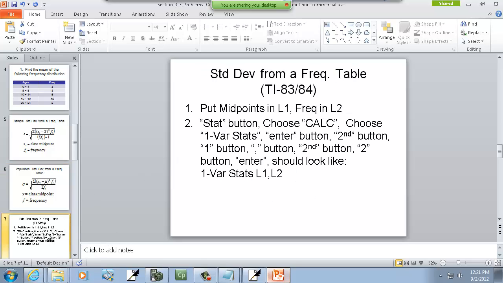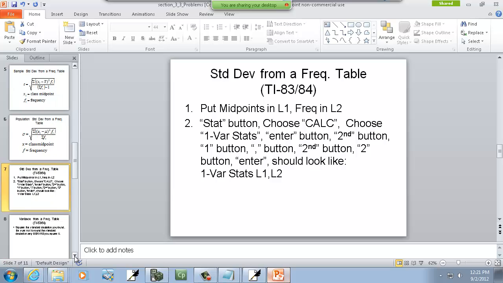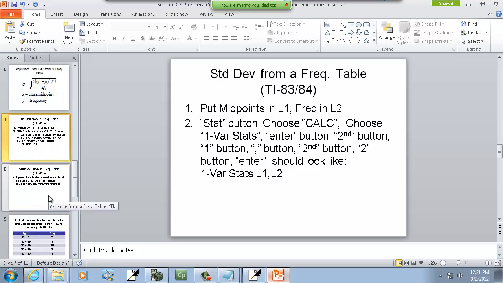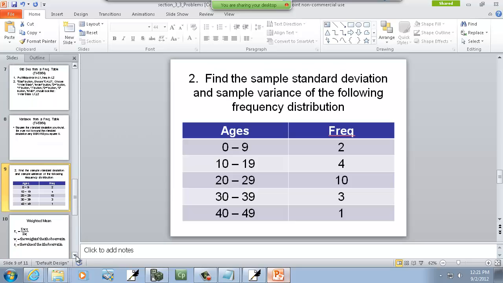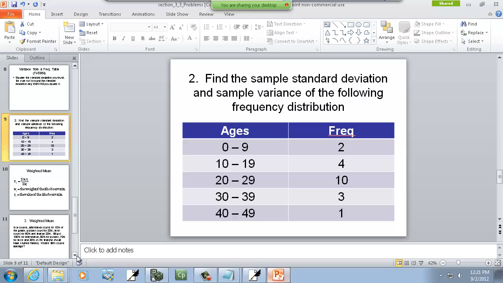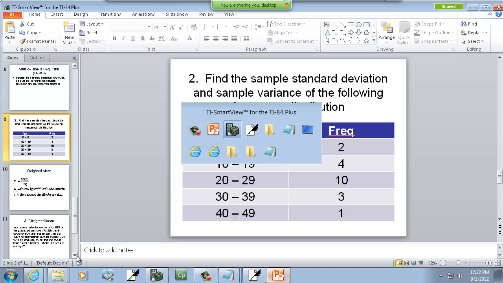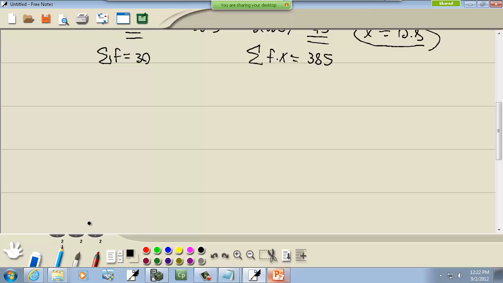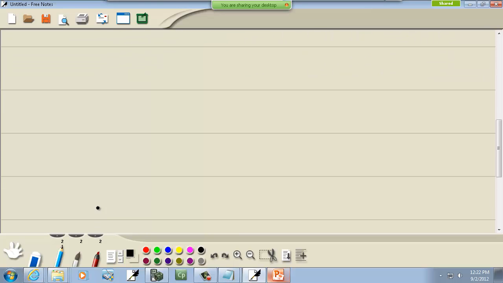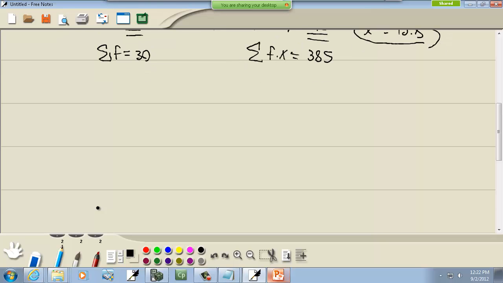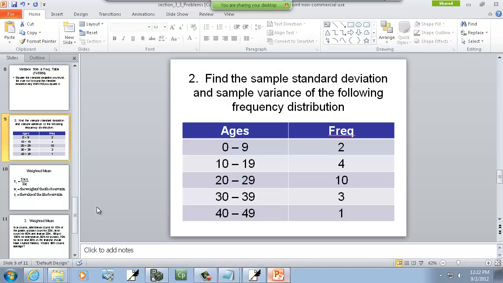Now here's the instructions for doing it with technology. Skip over that. And then variance. Square the standard deviation you found. Be sure not to round the standard deviation any before you square it. Okay, like I say, we skipped over some of that. We're going to go back to it. I first want to show it by hand. And this is not necessarily a simple process by hand. Okay, I'll try to do it here.